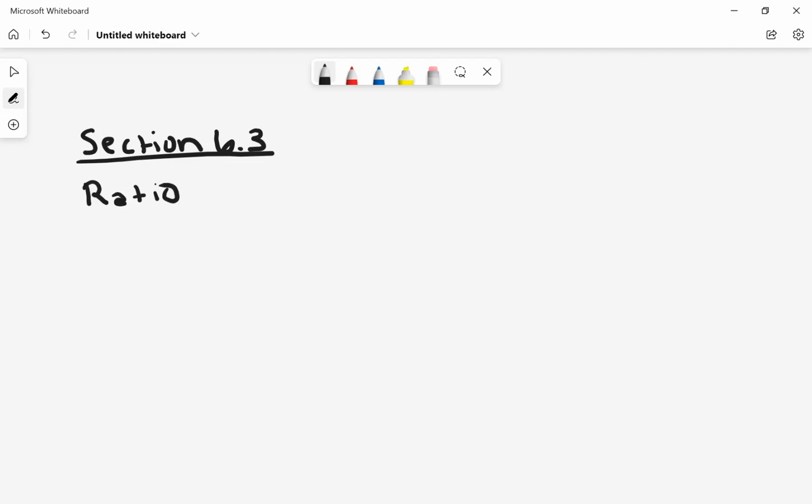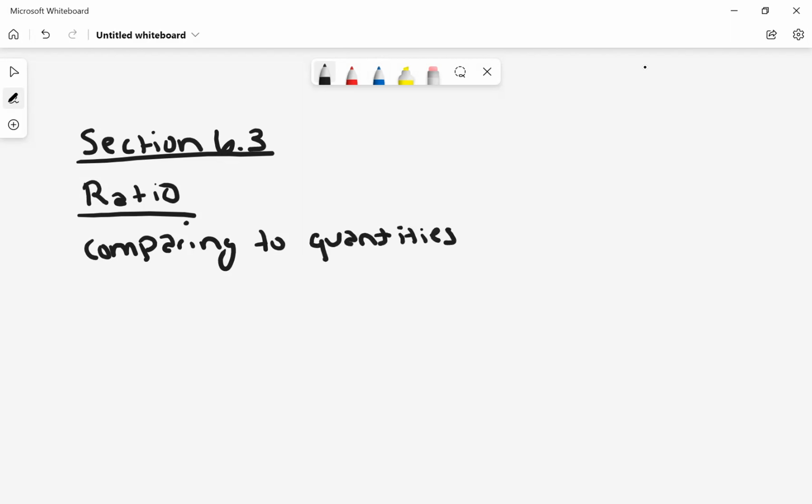Now, most of us have seen ratios before. In fact, we did see it back in chapter 5 when we were looking at fractions. So a ratio, we typically want to think of as the concept of comparing two quantities. And it's important to note that those two quantities have the same units of measure.